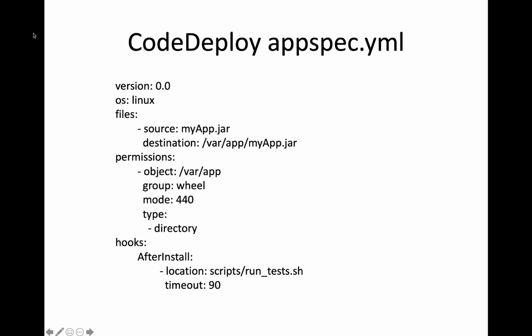And this is just a simple case of defining the source and the destination. So the source in this example is myapp.jar. That's the source file that we're pulling from the application bundle. And we're going to store it in a destination on the server. We want to store it in /var/app/myapp.jar. And we want the /var/app directory to have these particular file permissions. It's going to have a certain group, a mode, and that's defining the access permissions for that directory.